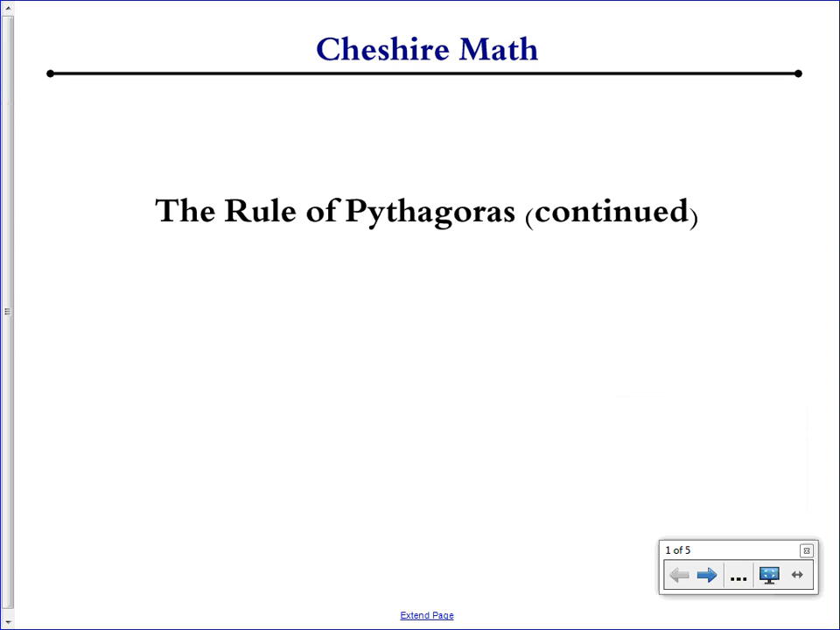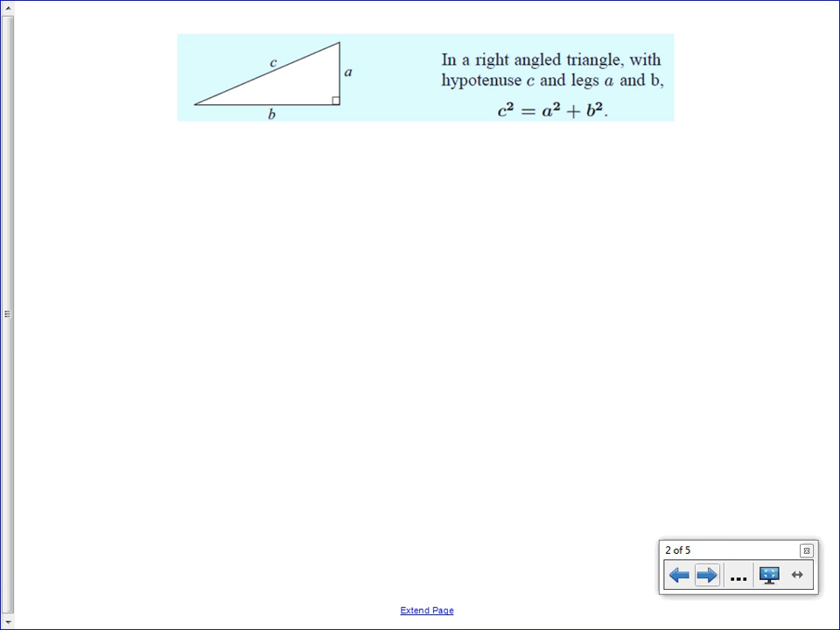This video is about the rule of Pythagoras continued, some more application problems of the Pythagorean theorem. To remind you what the Pythagorean theorem is, it states that in a right-angled triangle, where the hypotenuse is c and the legs are a and b, it's true that c squared equals a squared plus b squared. So if you add up the sums of the squares of the two legs, it equals the square of the hypotenuse.